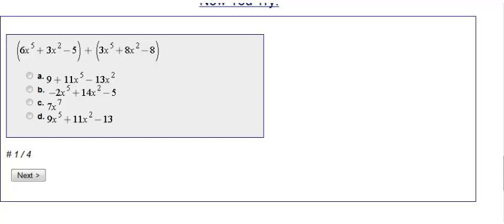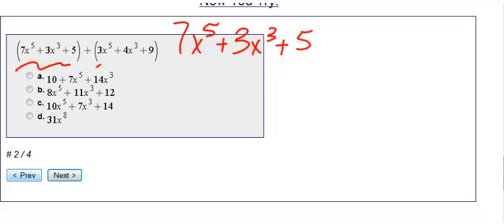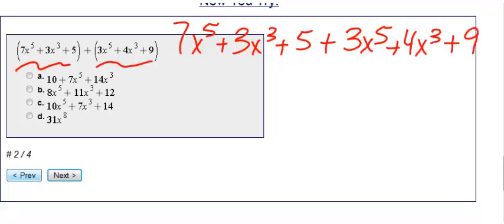Okay, number 2. Again, we're adding. We look at our first set of parentheses. There's nothing in front of it, so I can rewrite it without my parentheses: 7x to the fifth plus 3x to the third plus 5. I look at this parenthesis. There's nothing in front of it, so I can just rewrite it without my parentheses: a positive 3x to the fifth plus 4x to the third plus a 9.